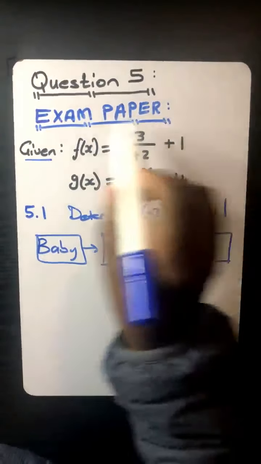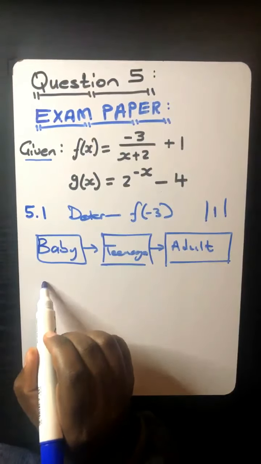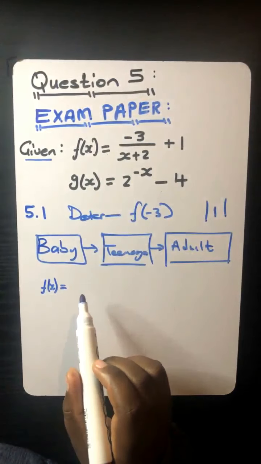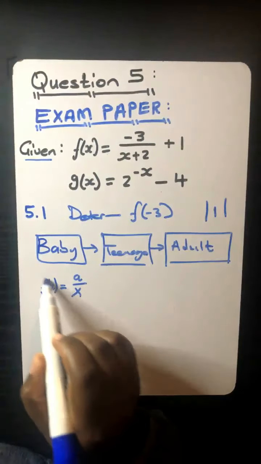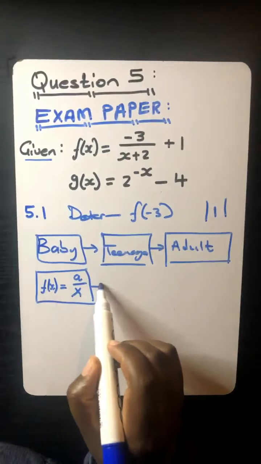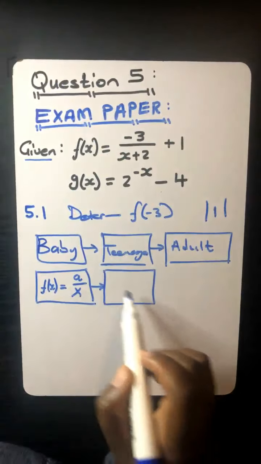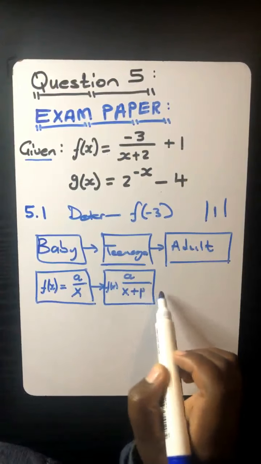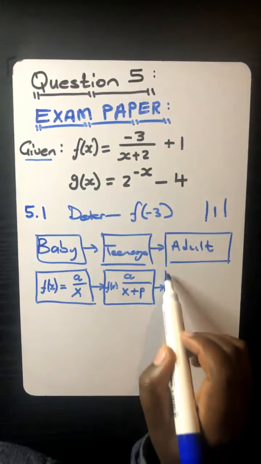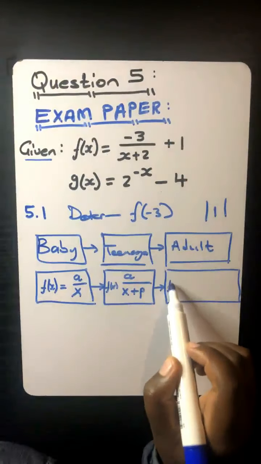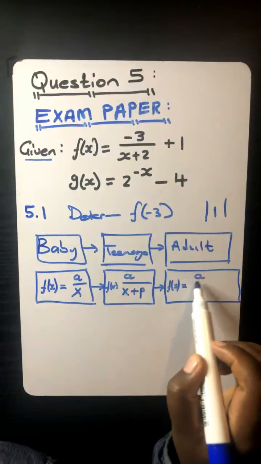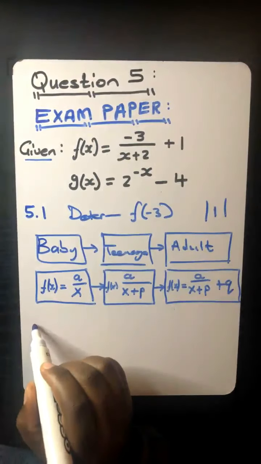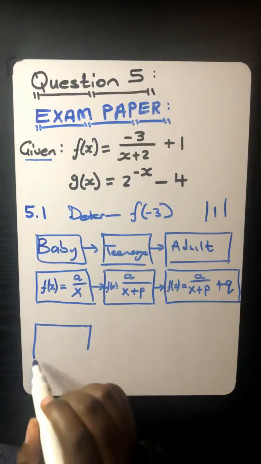So as a baby stage, this is where it started. Let's just use f of x since they used f of x. It started as f of x being equals to a over x. Then we said it grew to become a teenager, and this is how it looks like, f of x as a teenager. It's a over x plus p. Then after that stage, it grows to become an adult. Then when it's an adult, it looks like that, which is f of x being a over x plus p, then plus q.